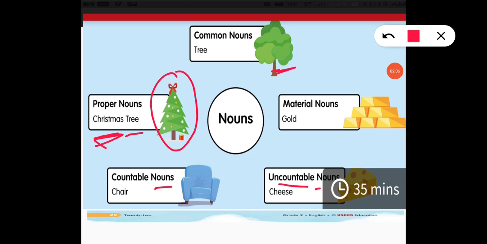Next one is material noun. Material nouns are related to materials, the things that something is made from. So gold, silver, paper, wood, these are examples of material nouns. Students, I hope it is clear to you.